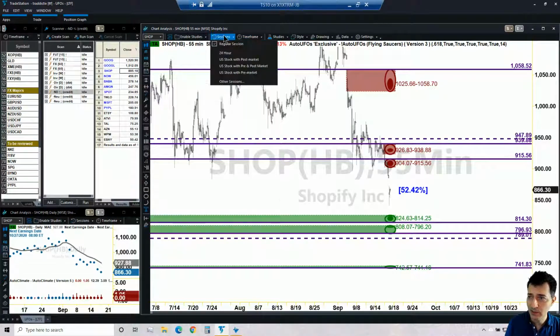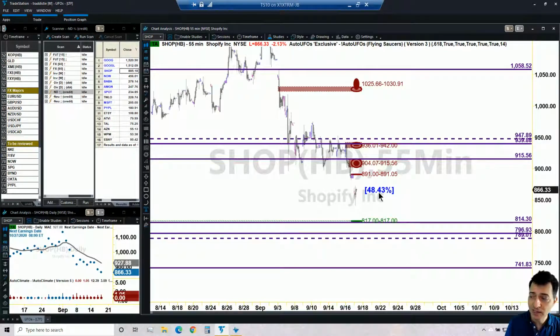And what I'm going to do is move to pre and post market, which I have not done earlier. I need to make sure my 52%, maybe less, but it needs to be at least 48, which it is. And we're going to have here a few more lines to be drawn. We have another UFO there. Okay, we have another UFO here.